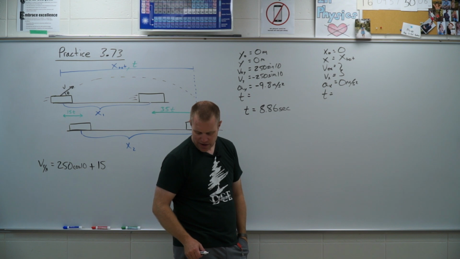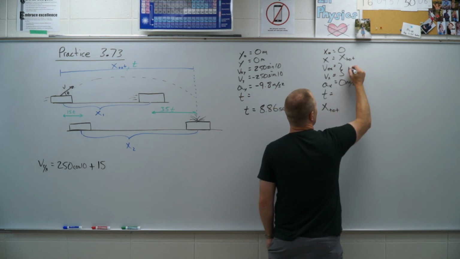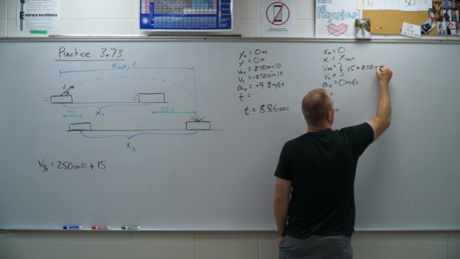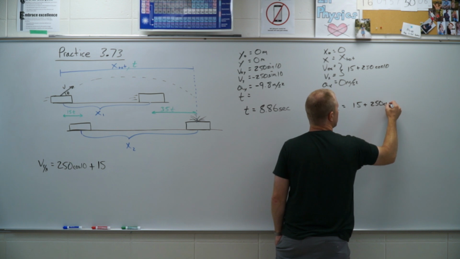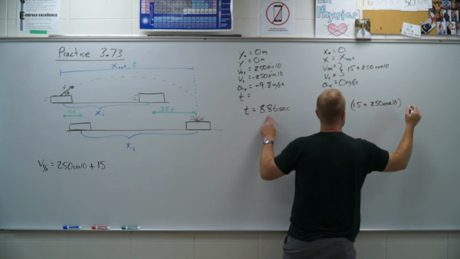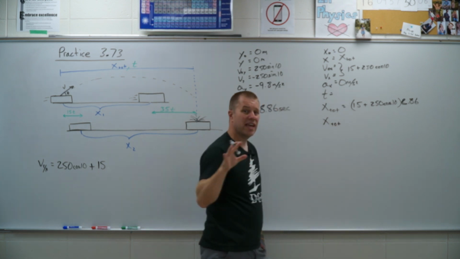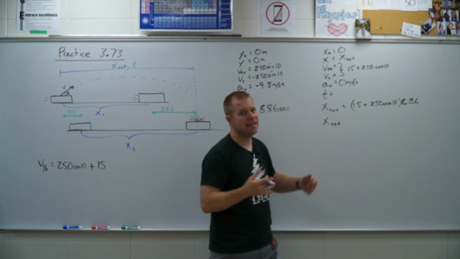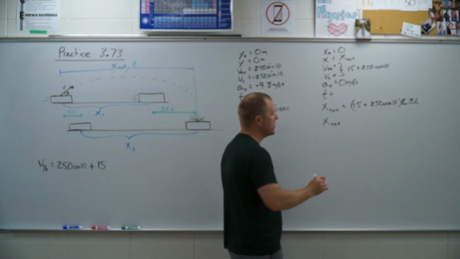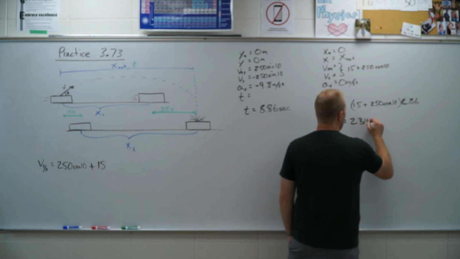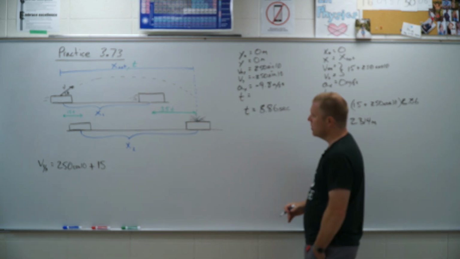Did I actually calculate a number? I did not. So my x total is 15 plus 250 cosine of 10, all times that time of 8.86 seconds. That gave me a total distance, which they didn't ask me for. We haven't yet found anything that they technically asked for. This number came out to be 2,314. From this, I can start subtracting those little numbers to get my value.